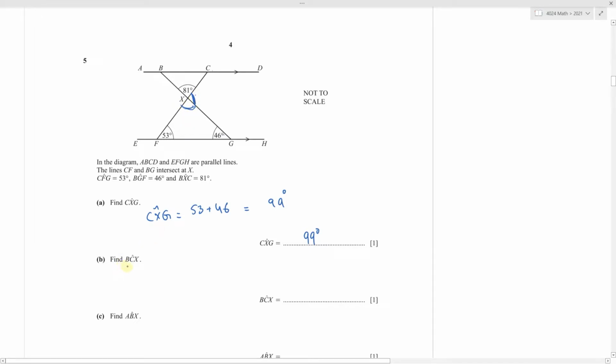The next is find angle BCX. So BCX is this angle here. Since these two are parallel lines and this line intersects these two parallel lines, BCX is alternate to this angle. So BCX will be equal to GFX because both of them are alternate angles. So this is 53 degrees.